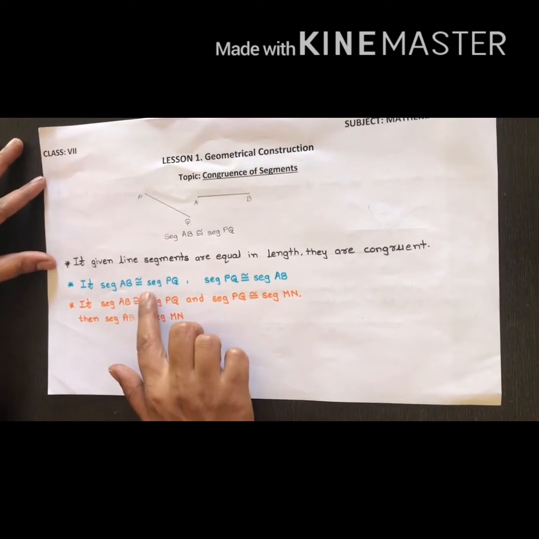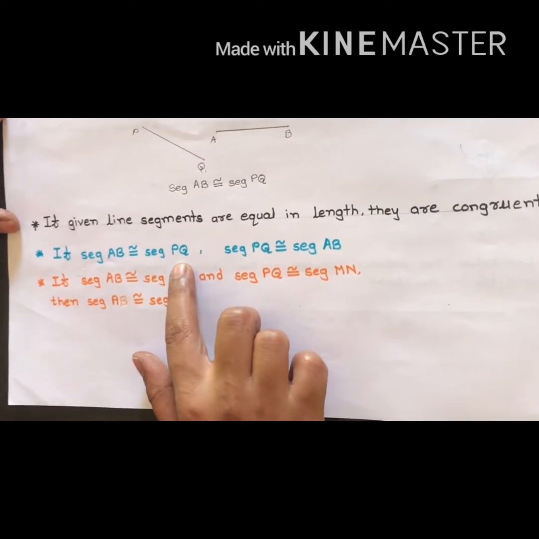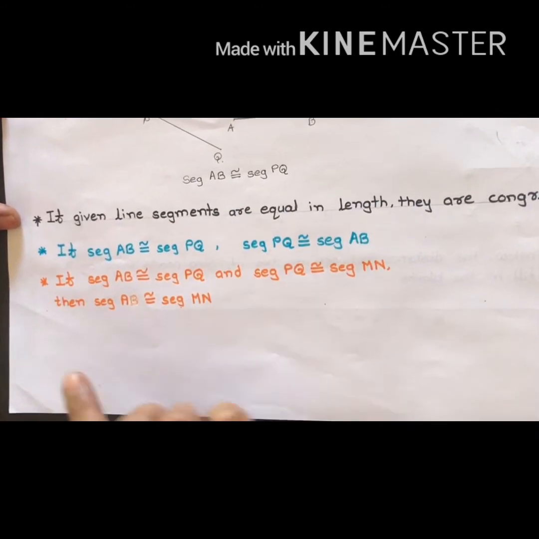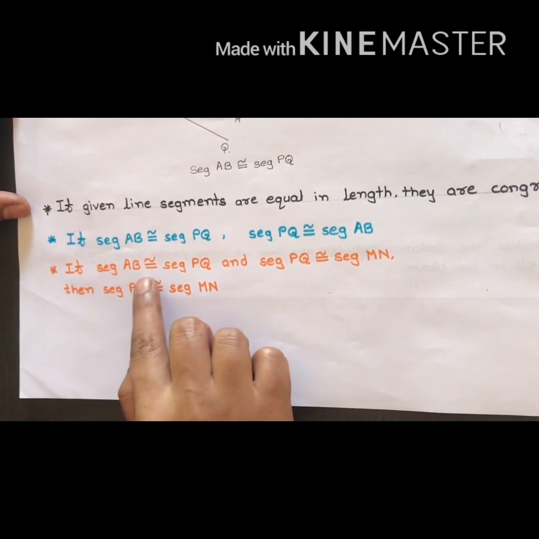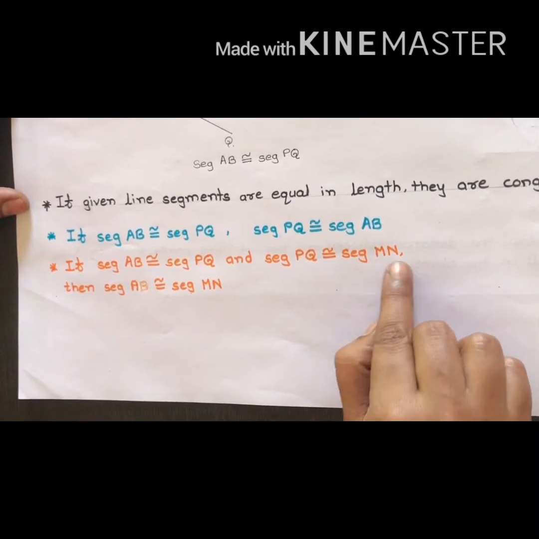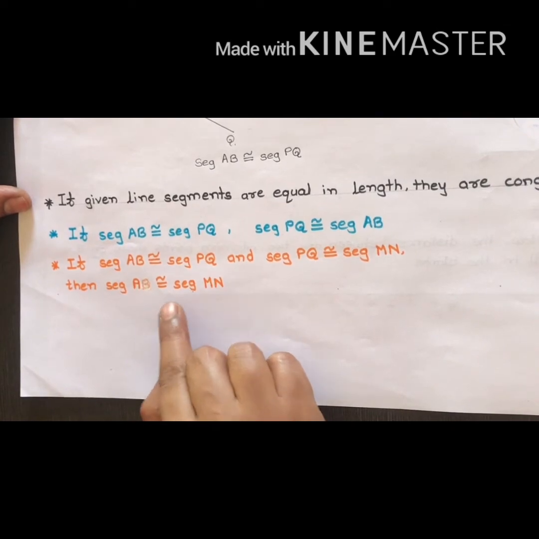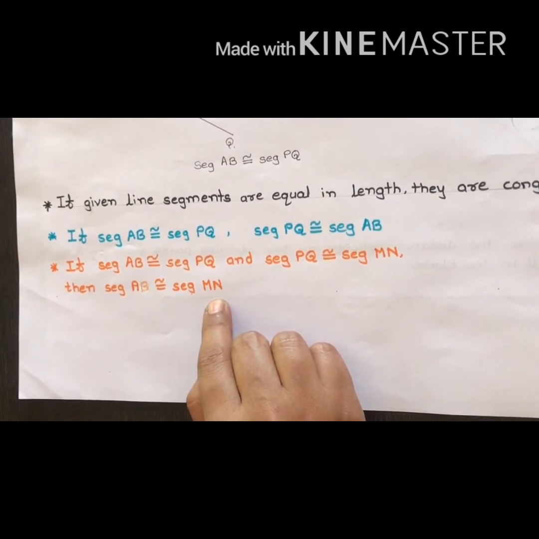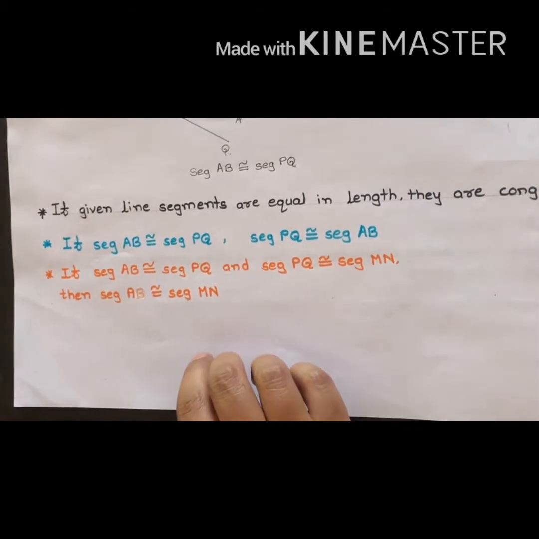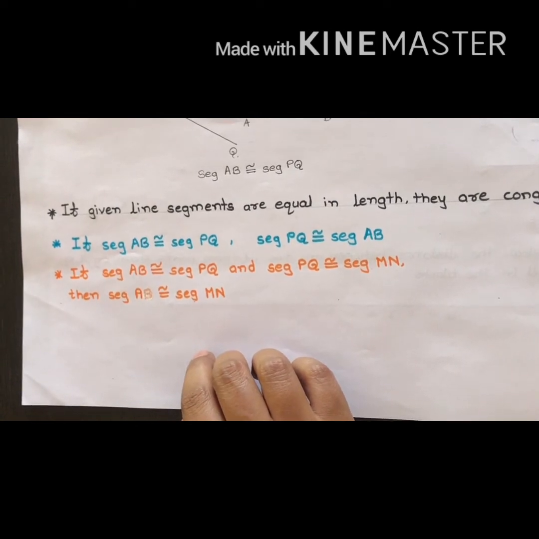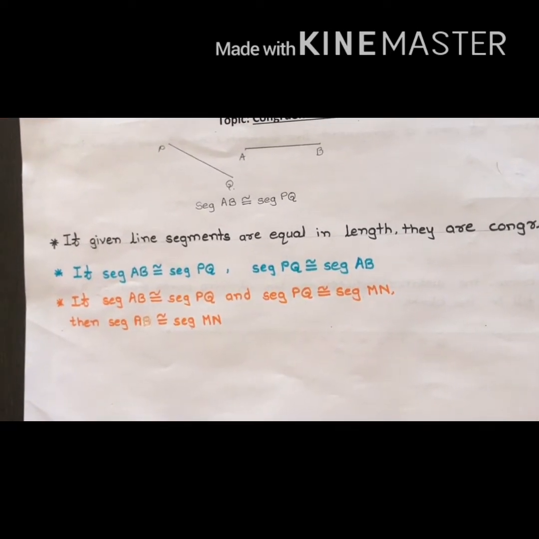If segment AB is congruent to segment PQ, then segment PQ is congruent to segment AB. Similarly, if segment AB is congruent to segment PQ and segment PQ is congruent to segment MN, then segment AB is congruent to segment MN. In other words, if one line segment is congruent to another and that segment is congruent to a third, then the first segment is also congruent to the third.